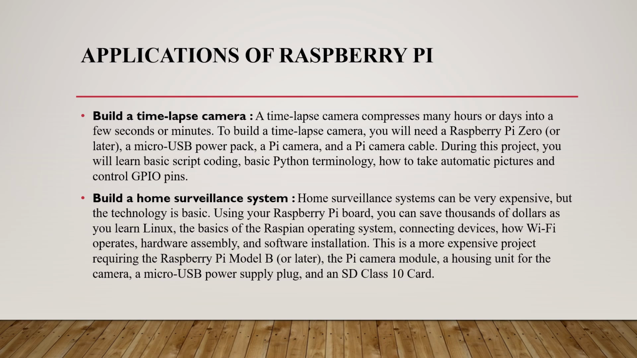Another application is to build a home surveillance system. A home surveillance system can be very expensive compared to the time-lapse camera, but the technology is very basic, where you will use a Unix or Linux system to run the Raspberry Pi board. And we also have connecting devices. We can connect through Wi-Fi, wired or wireless. We have hardware assembly and software installation. But the most expensive project of this application requires mainly a Raspberry Pi Model B, Pi camera module and a housing unit for the camera, and micro USB for the power supply, and it also requires an SD class 10 card.